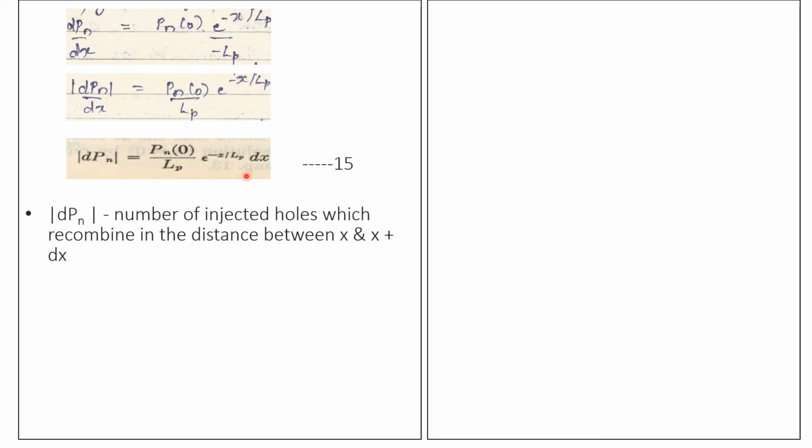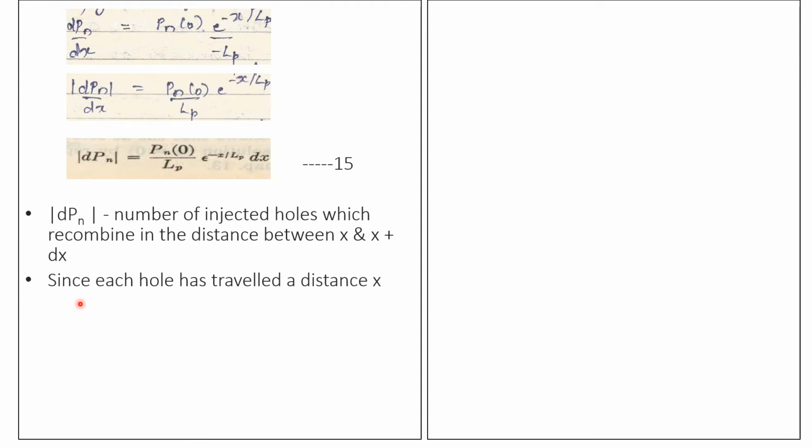So mod of dPn, we are taking dx on this side. So mod of dPn is equal to Pn of 0 upon Lp into e raised to minus x upon Lp into dx. Equation 15. Where dPn is the number of injected holes which recombine in the distance between x and x plus dx.